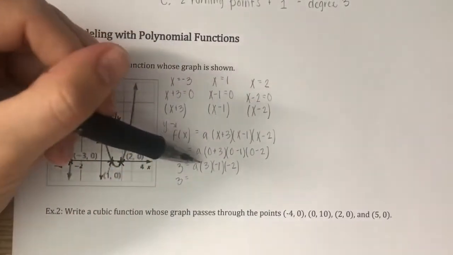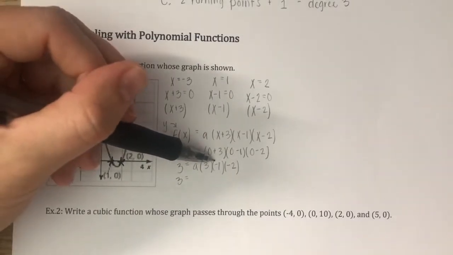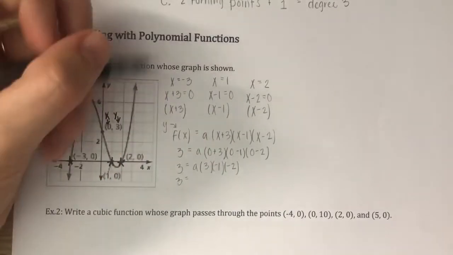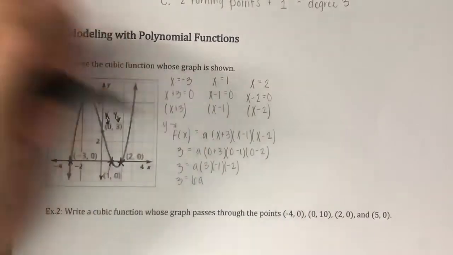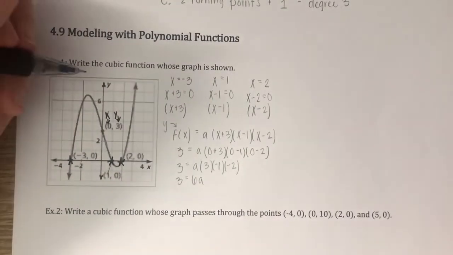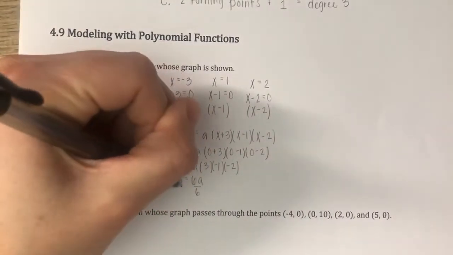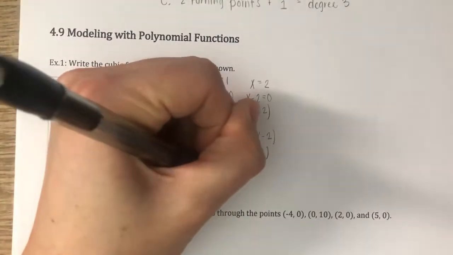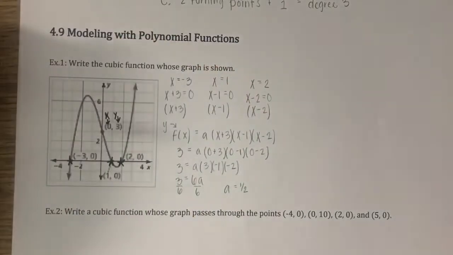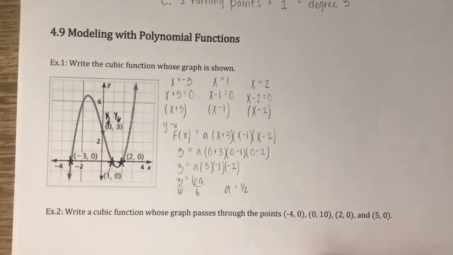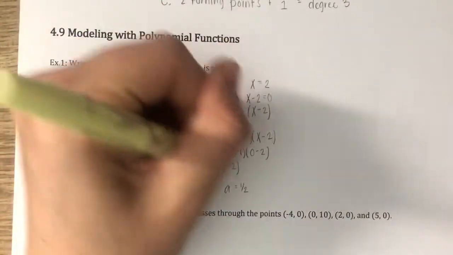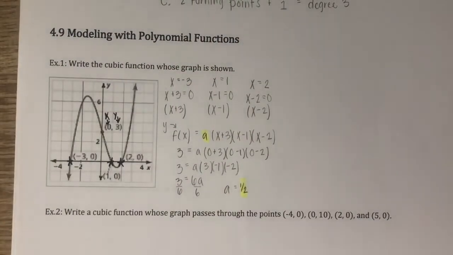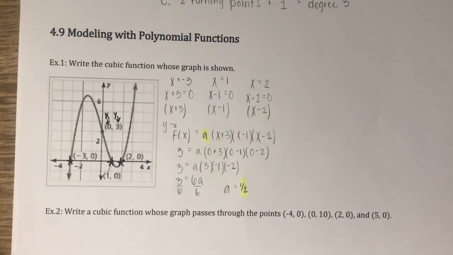Then 3 equals a times 3 times -1 times -2. 3 times -1 is -3, times -2 is positive 6. So 3 equals 6a. And last thing, I can divide both sides by 6 to get a equals 1/2. Once I get that a equals 1/2, that'll get substituted back into the function where a is, and then we'll be able to put it in standard form after that.